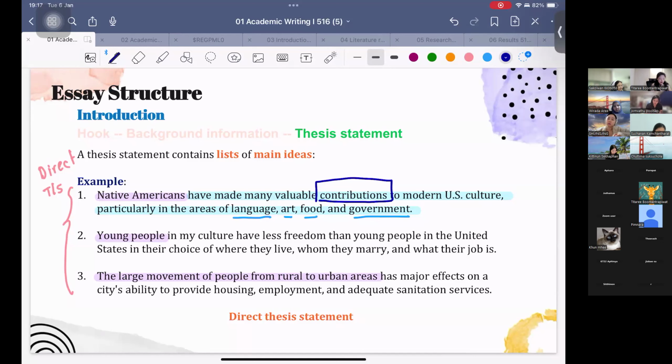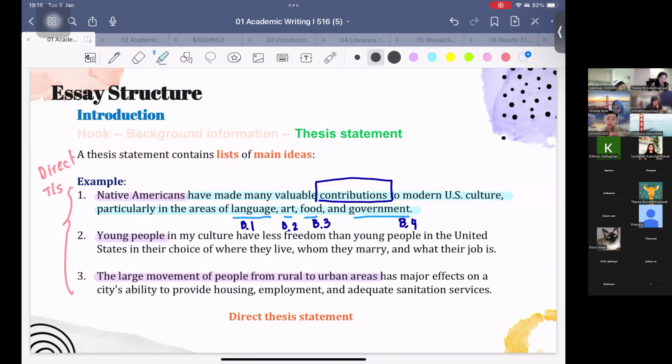And simple as that. So with this, language shows as the first one. So the audience can expect the details about language probably in body paragraph 1, art probably in body paragraph 2, food would be body paragraph 3, and government would be in body paragraph 4. So by stating what you're going to mention, the main idea, it gives clear directions to your audience as well: okay, I'm gonna mention 4 things, and these are the 4. And the first thing I'm gonna talk about is art.